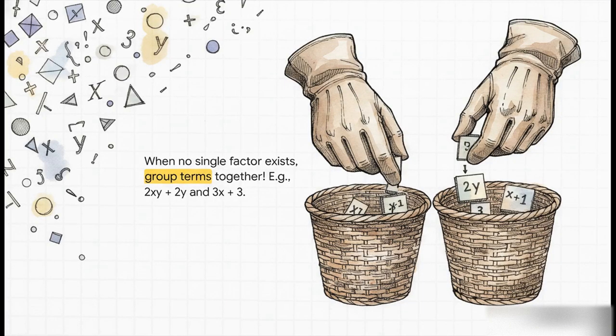What happens when a single common factor just doesn't exist across all the terms? Well, enter method 2, regrouping. Look at 2xy plus 3x plus 2y plus 3. There is zero common factor shared by all 4 of those. But if you group them together, say putting the terms with y together as 2xy plus 2y, and the remaining terms together as 3x plus 3, suddenly you can extract common factors from those smaller groups. It's all about organizing the chaos so the shared factors reveal themselves.